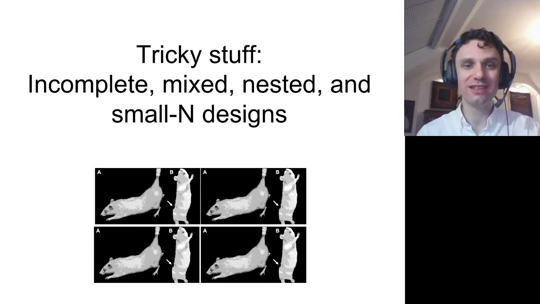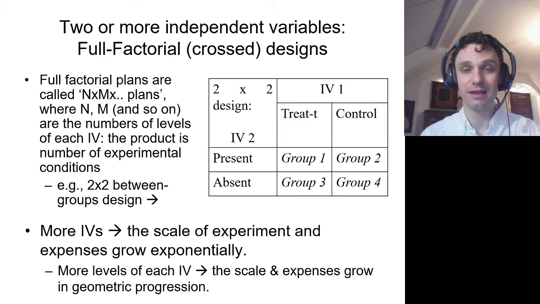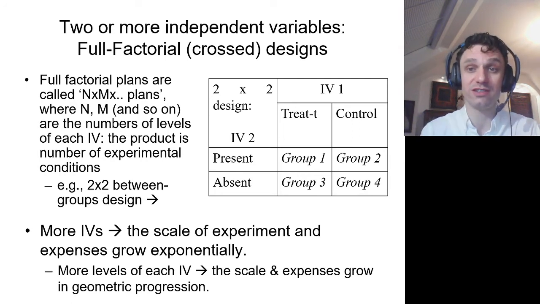First of all, what are incomplete research designs? So far, we have introduced the notion of a factorial experiment or factorial design, when we have imagined that we have two independent variables, each of them with two levels. As a result, you have 2 by 2, 4 experimental conditions. In a full factorial design, the number of experimental conditions, which are unique combinations of the levels of your independent variables, grows in geometric progression with the growth of the number of your independent variables and of their levels.